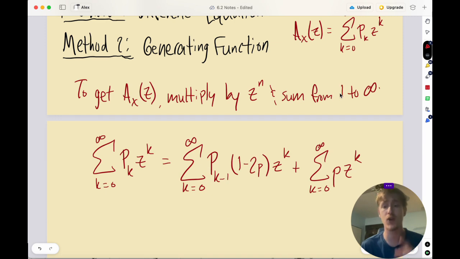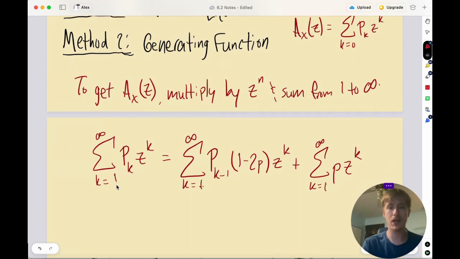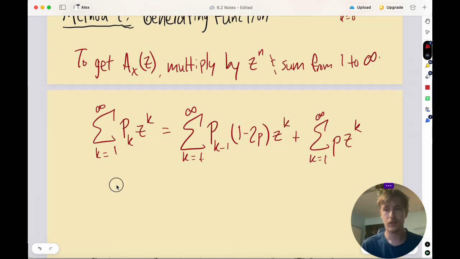This is not going to be a true generating function yet. We have to add that k equals 0 term in, but I'm going to show you how we can do that. So, trial and error, basically. All right, so k equals 1. Let's see what happens. What we have here is almost the generating function, but we're ignoring that k equals 0 term. What would the k equals 0 term be? Well, it would be p_0 z to the 0.